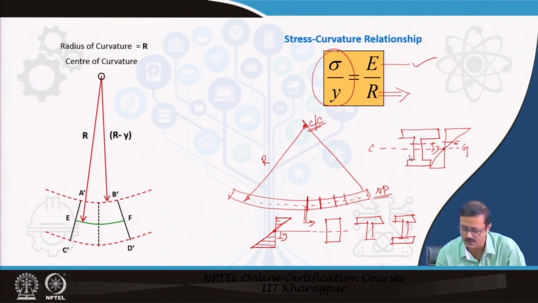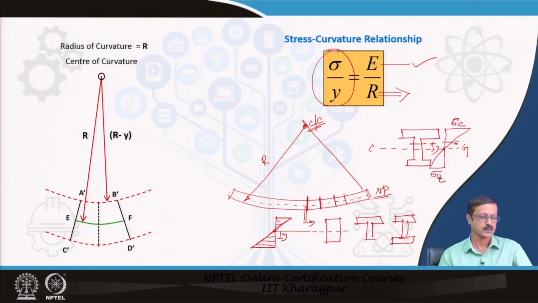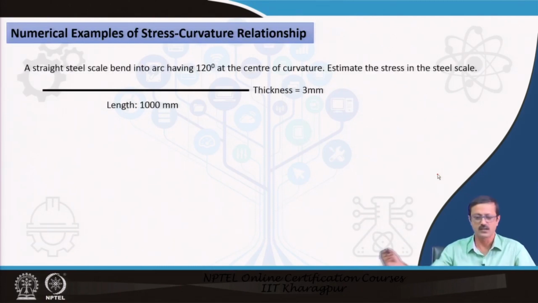And if it is a sagging kind of a moment, this is sigma c and this is sigma tensile. So this is, in a nutshell, the stress curvature relationship. Now there is a small numerical problem.